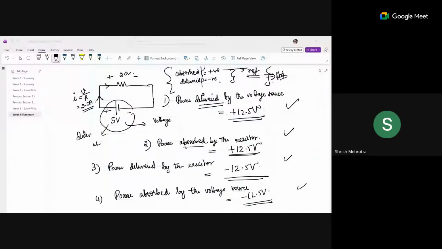Now I understood, ma'am. Like in the third question, it is asking power delivered by the resistor, but actually the resistor is absorbing the power, so it will be negative. Yes, right. So negative verifies that it is actually absorbing the power. It is the opposite of what is given in the question. So it is negative. Okay?